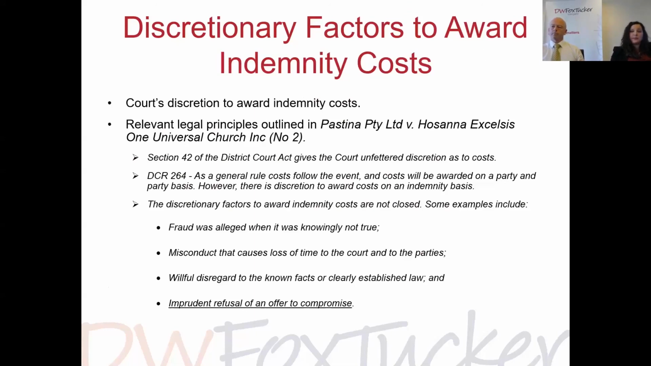Now, the categories which are open to the court to consider when exercising its discretion aren't closed, but they do include things such as if fraud was alleged when it was knowingly not true. There's misconduct that causes the loss of time to the court and to the parties. There's a willful disregard of known facts or clearly established law. And then importantly, and what we're focusing on today, is the imprudent refusal of an offer to compromise. All these can lead to an order in relation to indemnity costs.